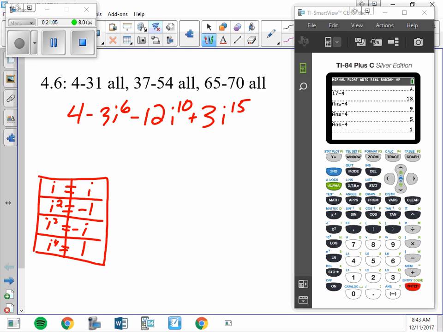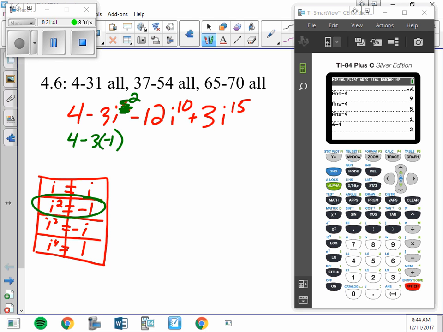Okay. So all of my i's are too large. I need to adapt them. I just subtract 4 until I get a number between 1 and 4. So 6 minus 4 would be 2. So this 6 is the same as i squared. And I know that i squared is negative 1. So I can change this to 4 minus 3 times negative 1. Because i to the 6th is the same as i squared, and i squared is just negative 1.